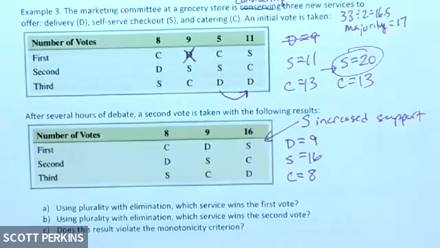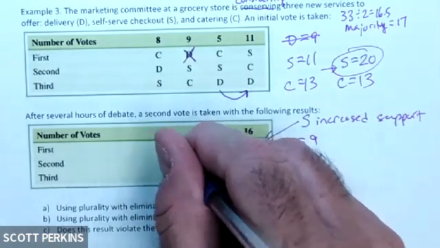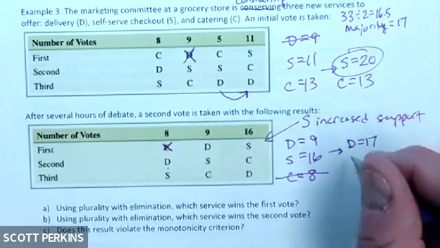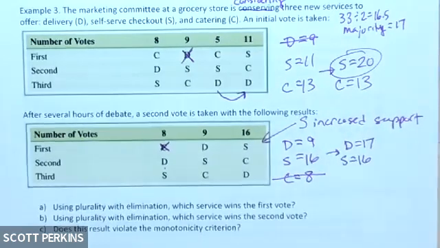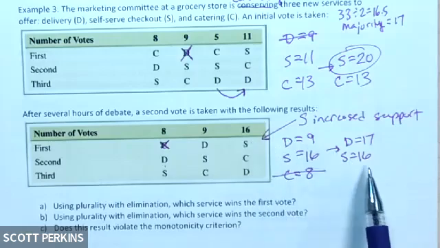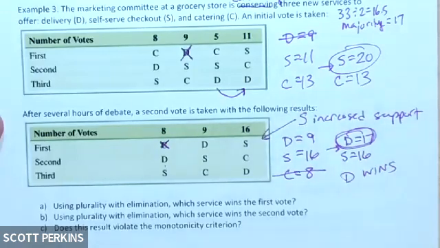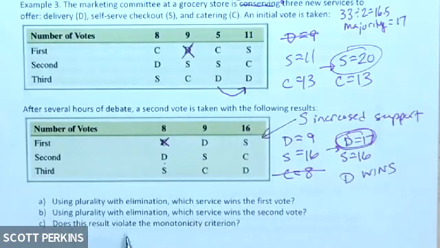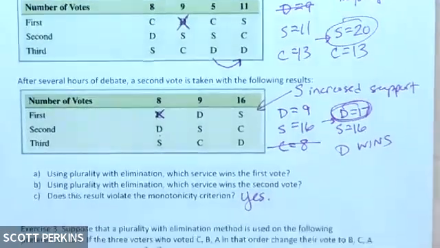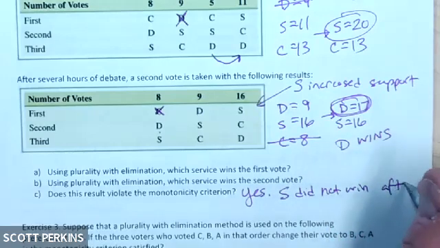So now what's going to happen is I'm going to get rid of C because I need to do my elimination. And so when I get rid of C, those 8 votes go to D. So now what I have is D has 17 votes, S has 16, and you can see, oh no, S won the first election. S got more support. S lost the second election. So the answer to the C part, does the result violate the monotonicity criterion? Yes, it does. And the reason it does is S did not win after getting more support.